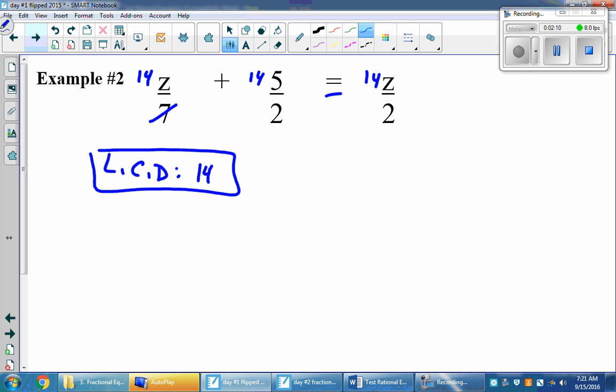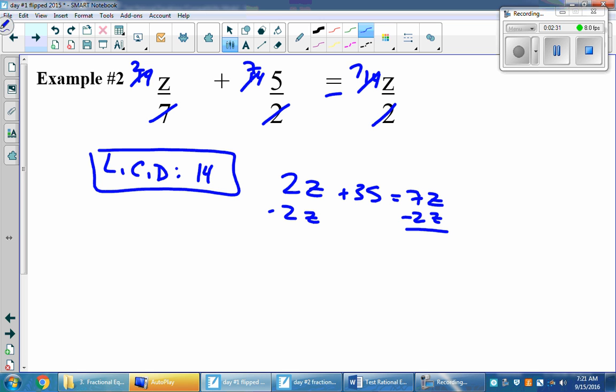So multiply everything by 14. So the first one, the 7 goes to 14 twice. 2 times z is 2z. Next one, 2 goes into that 7. 7 times 5 is 35. 2 goes into that 7 equals 7z. I'm going to bring this 2z over. I'm minusing 5z equals 35. Divide by that, so z is 7.